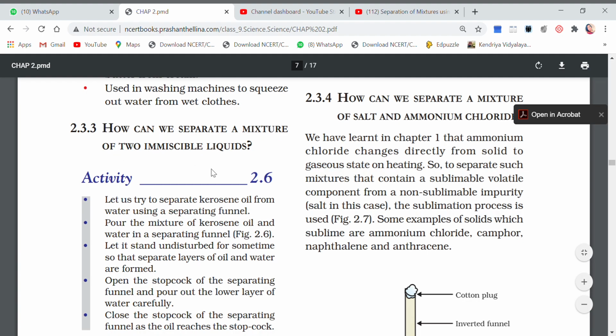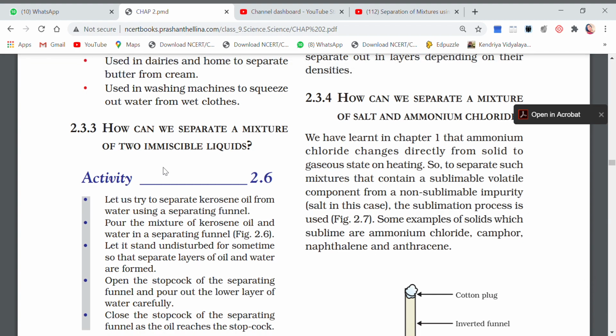two immiscible liquids? First of all, I want to discuss what we mean by immiscible liquids. So children, the liquids which do not mix with each other are called immiscible liquids. An example is oil and water. Oil and water both are liquids, but they do not mix with each other.